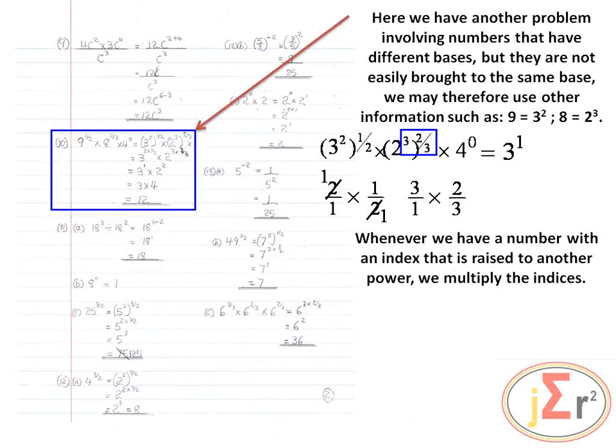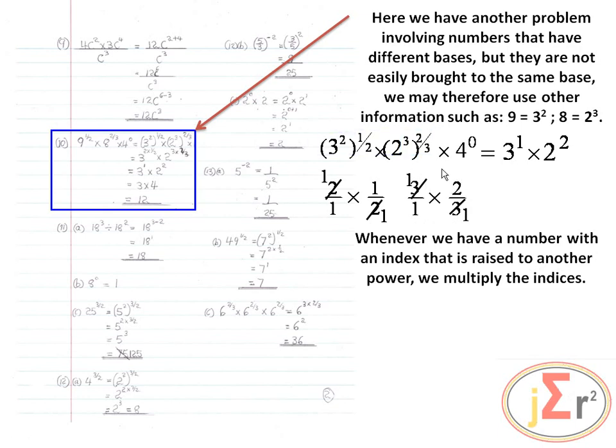No doubt, writing that whole number 3 as 3 over 1, and we will continue to reduce by a common factor of 3. And what do we have left? 2 times 1 is 2. 1 multiplied by 1 here is 1. 2 divided by 1 is 2. So we will have, no doubt, 2 to the power of 2.